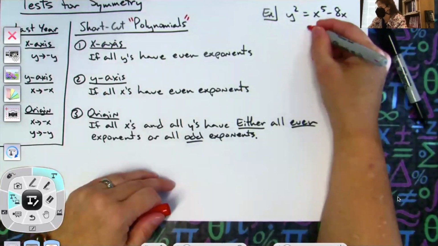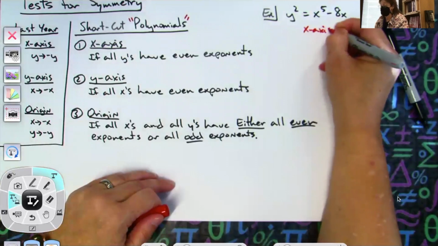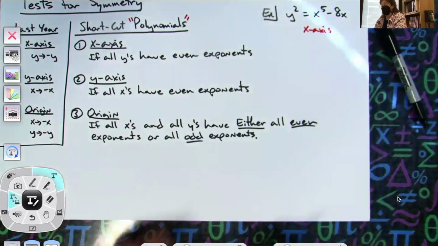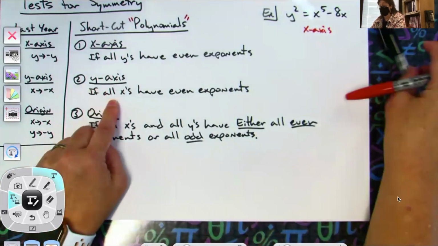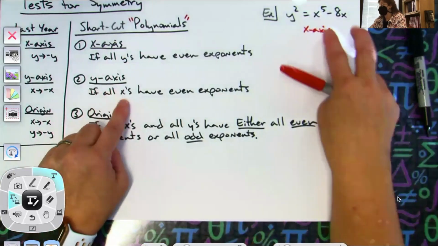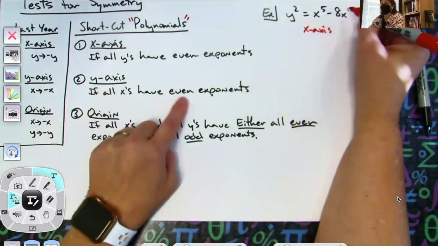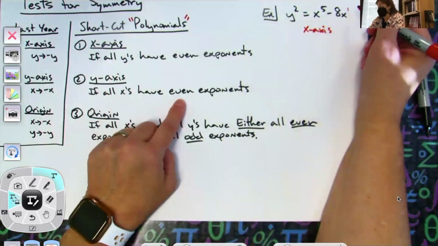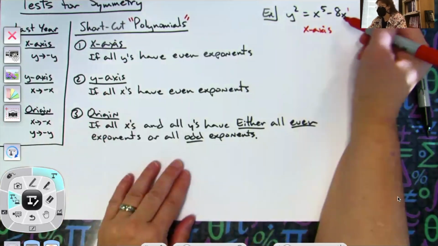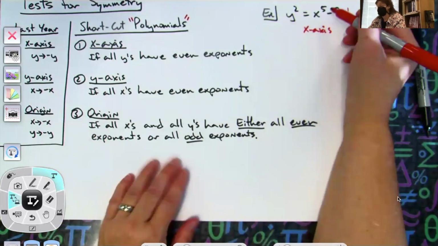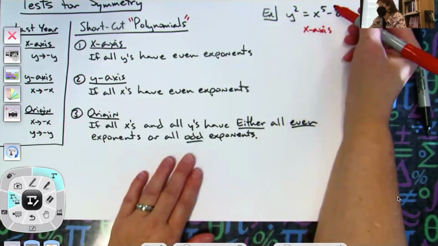So I know that. Now if I want to test for symmetry around the y-axis, I'm going to check my x's out. I have two x's. Both the exponents are odd, so it's not symmetric around the y-axis. And I've got even exponents and odd exponents, so it's not symmetric around the origin.